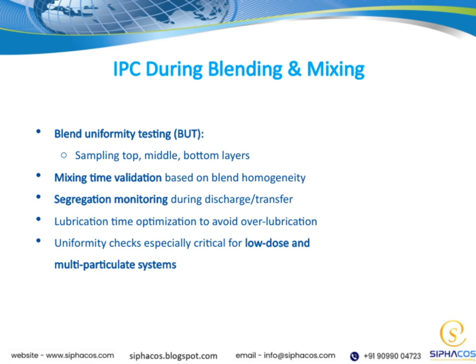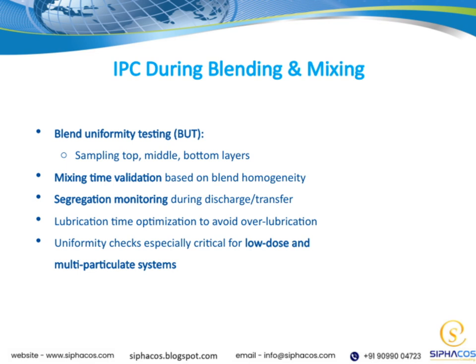Next, we validate the mixing time based on the blend's homogeneity, meaning we check how long it takes to reach a uniform mixture. Monitoring segregation during discharge or transfer is also critical, as separation can occur when the material is moved, potentially compromising uniformity. Additionally, optimizing lubrication time is vital to prevent overlubrication, which can negatively affect the blend quality.